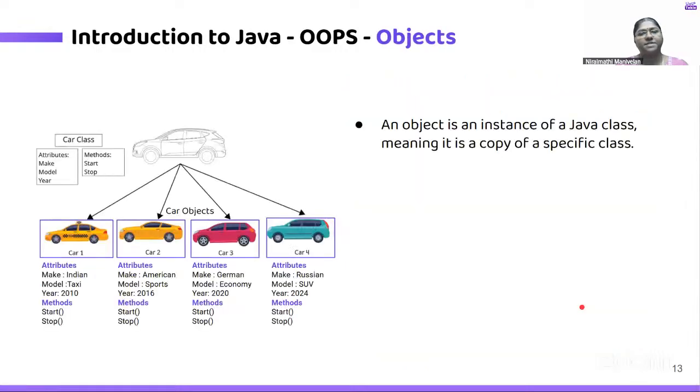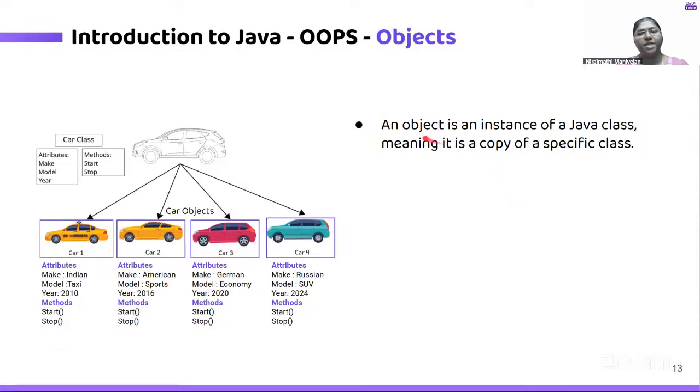Then objects. An object is an instance of a Java class, meaning a copy of a specific class, in simple terms. So these are the objects. See, the different objects that we have created using this class have different methods and different attributes. See, it is an Indian model. The model is a taxi made in the year 2010, and the functions.